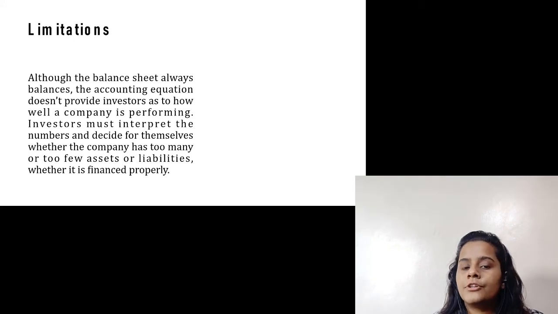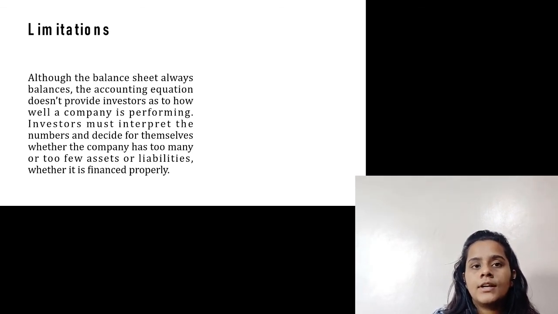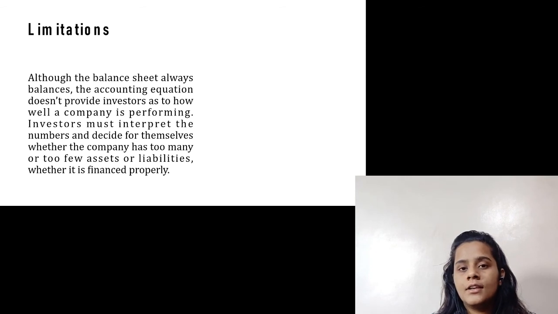As you progress with the subject, you will see that you have to maintain a balance between the liability and the capital. That is called the debt and capital ratio, and so on. Each of these elements is very important and determines if your company is performing well or not. All these understandings are not provided by the accounting equation in itself. The investor has to interpret the numbers and decide for themselves whether the company has too many or too few assets, whether it is financed properly or not.